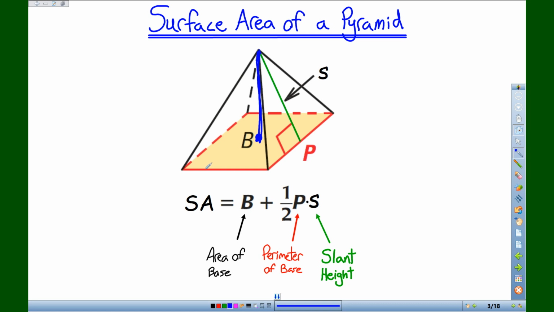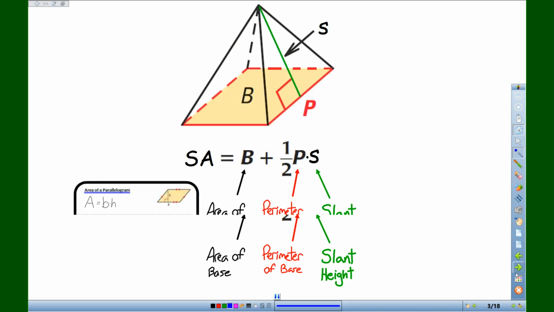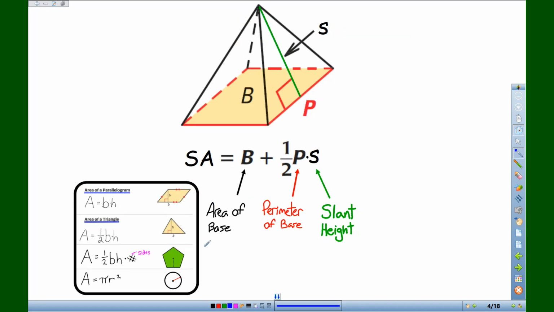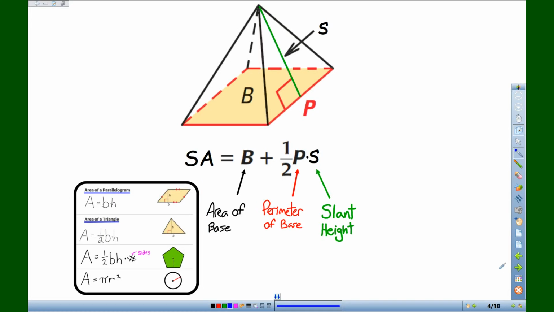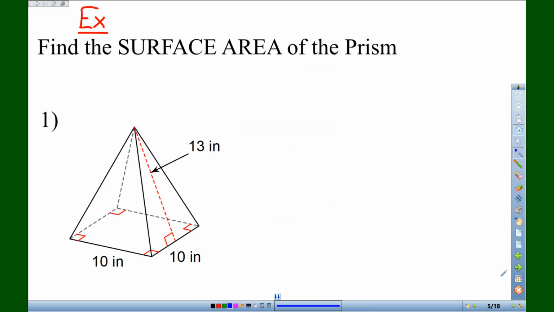So when you guys go to do these problems, the first thing I would always look for is, do they give you slant height? If they do, great. If they don't, we got to find it, right? So let's start with number one. By the way, while I'm at it, capital B is still a very important part of the formula. It's still plugging in the area of the base formula, but I think you guys are getting pretty good at that. So number one, let's try it out.